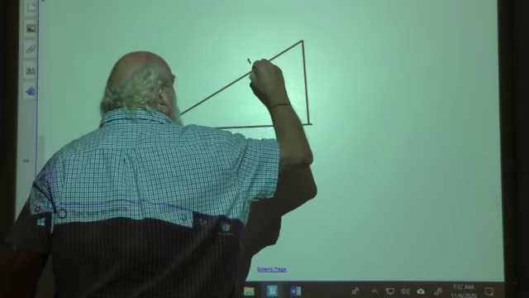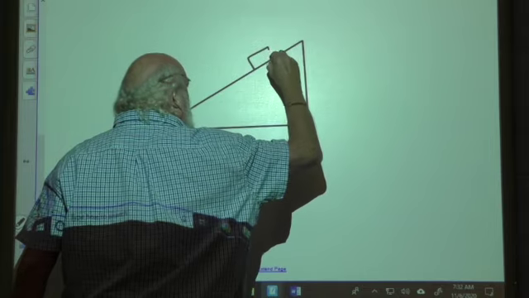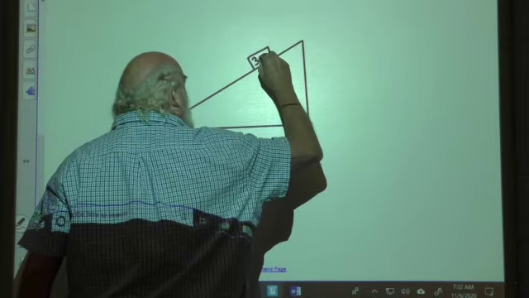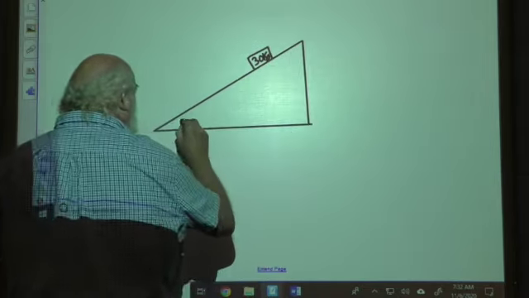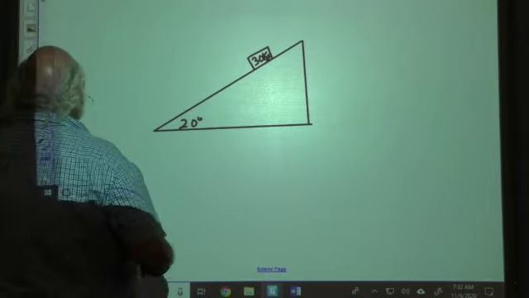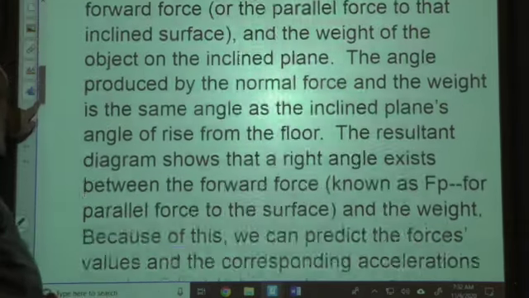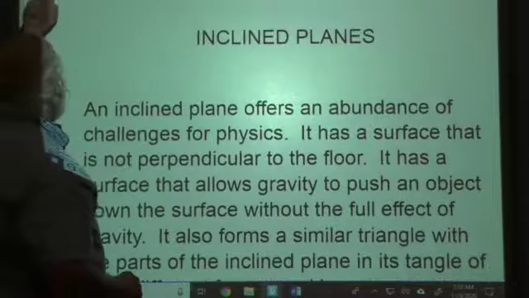I'm going to put my box somewhere towards the top. This is 30 kilograms, and this is a 20-degree angle right here. I hope it's right here. Yeah, make sure that's right. But yeah, 30 kilograms. Okay, good.